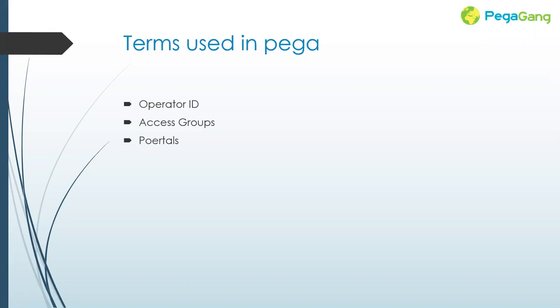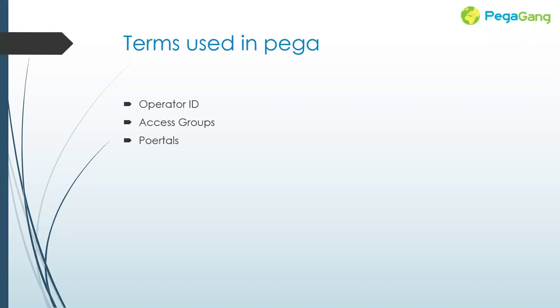Agents and supervisors will have different IDs, and this operator ID is specific to the organization. Healthcare domain may have some other operator IDs. These are customized, and we can create our own operator IDs either through a manual process or through an automated process. And access groups and portals are configured for one operator ID.